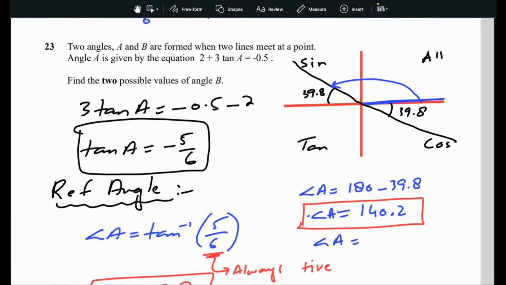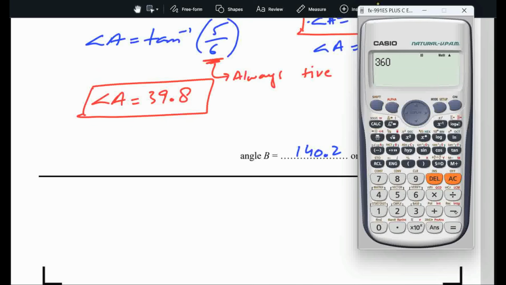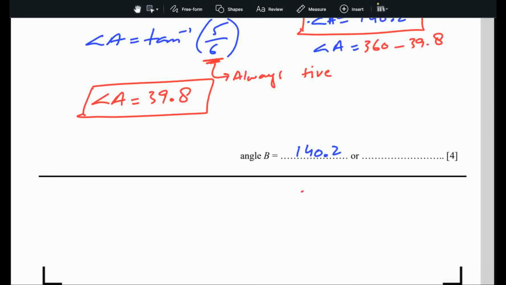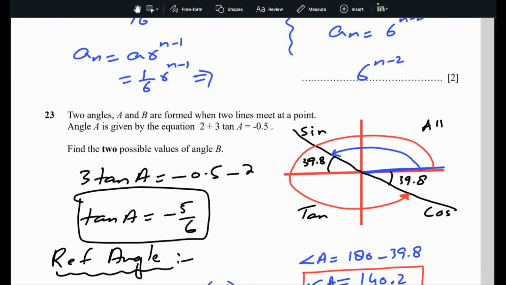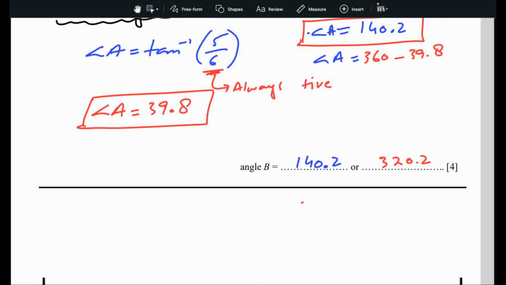The second answer will be from this horizontal line going around, so this will be 360 minus 39.8, which will be equal to 320.2. Or, since there's no range given to us, if you want to go towards the left side, you can write minus 39.8. So this will be the final answer.